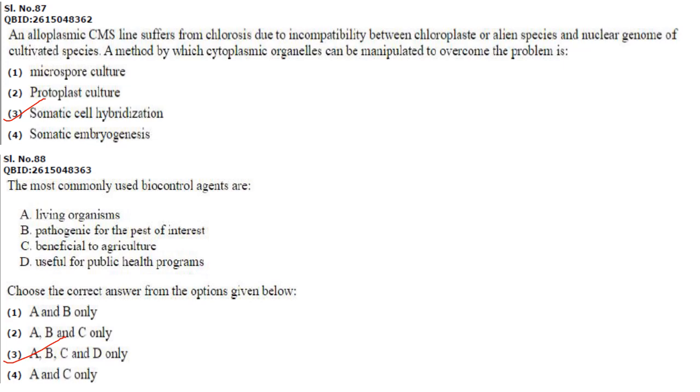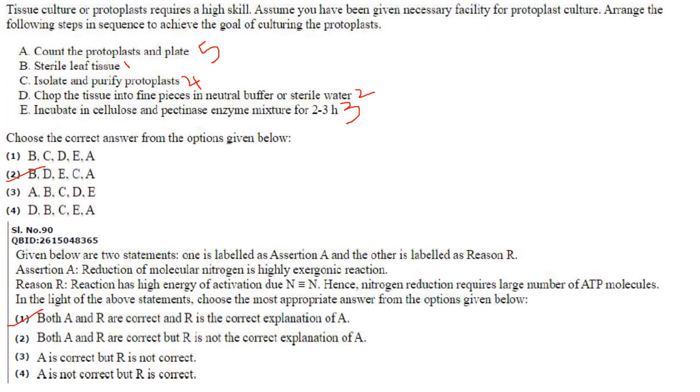The most commonly used biocontrol agents are living organisms. Yes. Pathogenic for the pest of interest. Yes. Beneficial to agriculture. Yes. Useful for public health programs. That is also correct. So A, B, C, D is correct. Answer is option 3. Next one.